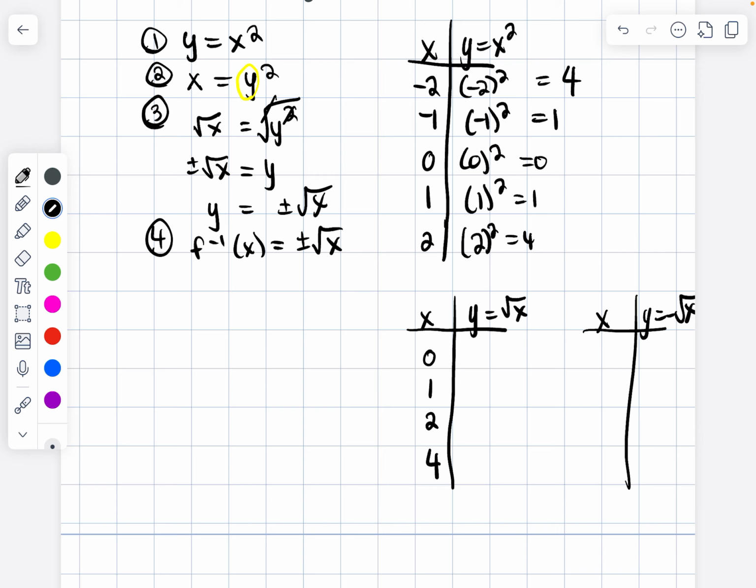So the square root of 0 is 0. Square root of 1 is 1. Square root of 2 is 1.4, and the square root of 4 is 2. We're going to do the same thing for the negative square root of x. So that's 0, -1, and then -1.4, and -2, like that.